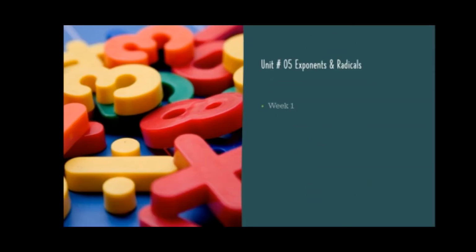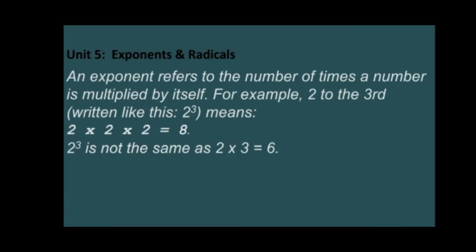Class 8. We are going to start from unit number 5, exponents and radicals. An exponent refers to the number of times a number is multiplied by itself. For example, 2 to the third means 2 is being multiplied 3 times by itself and the result is 8. 2 raised to the power 3 doesn't mean that we have to multiply this 2 by 3 and the result is 6. No, it's not the case. Keep this in mind that the exponent of a number represents the number of times a particular number has been multiplied.